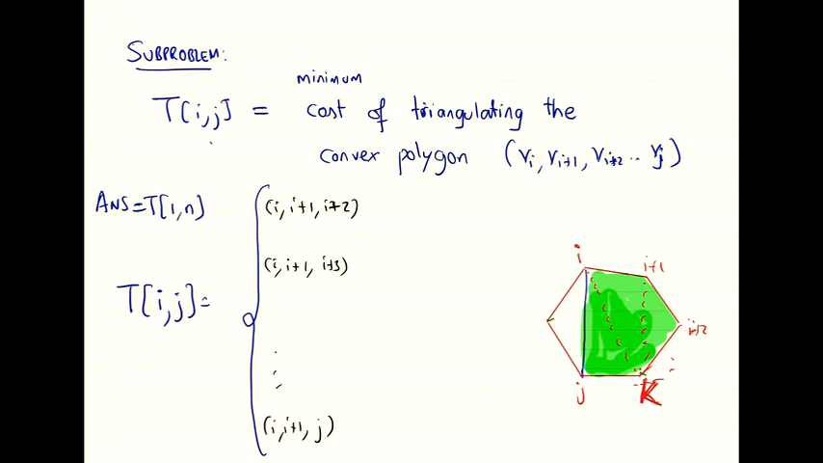Let's see what's happening in each of these cases. Suppose I look at a case where i plus 1 and k, for some k, form a triangle. Then you have, on the one hand, the polygon from i plus 1 to k.